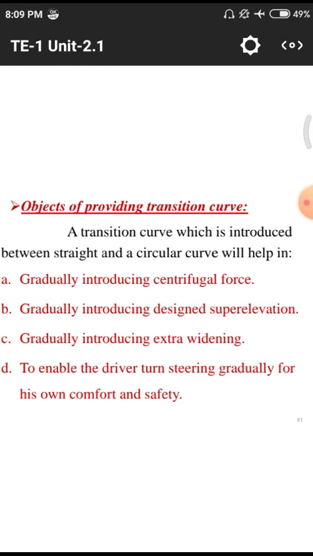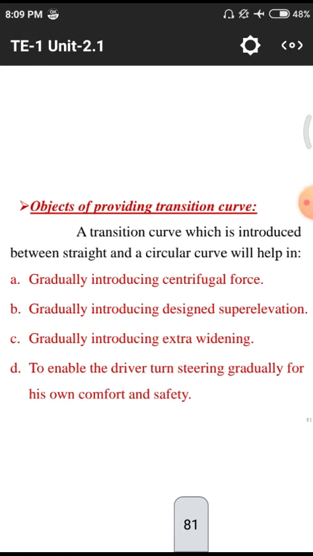Likewise, there may be some sort of centrifugal force acting on the vehicle while it travels on circular or radial curves. The second one is gradually introducing designed super elevation. That means to counteract these centrifugal forces, we need to provide super elevation, that means banking angles and other cants.